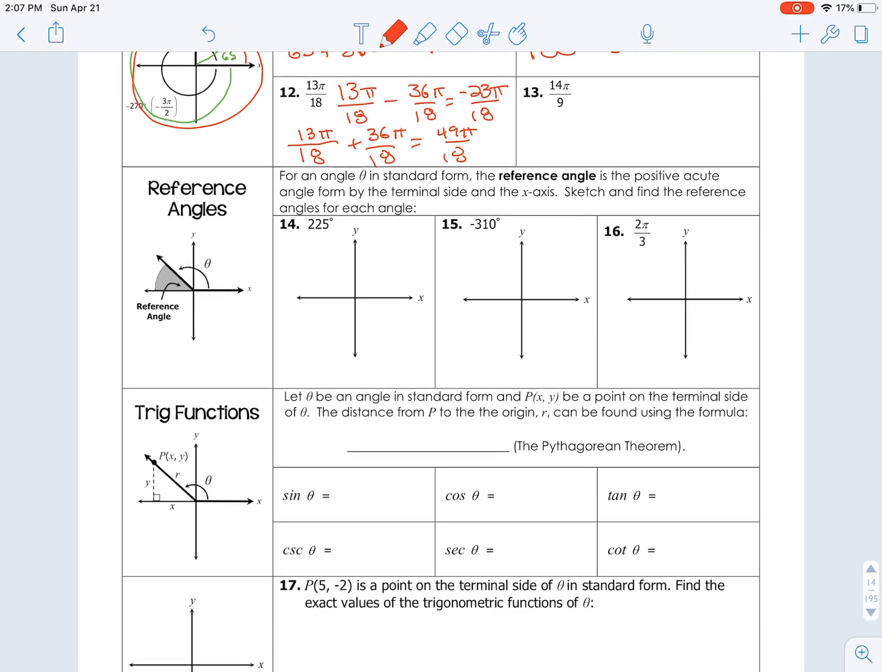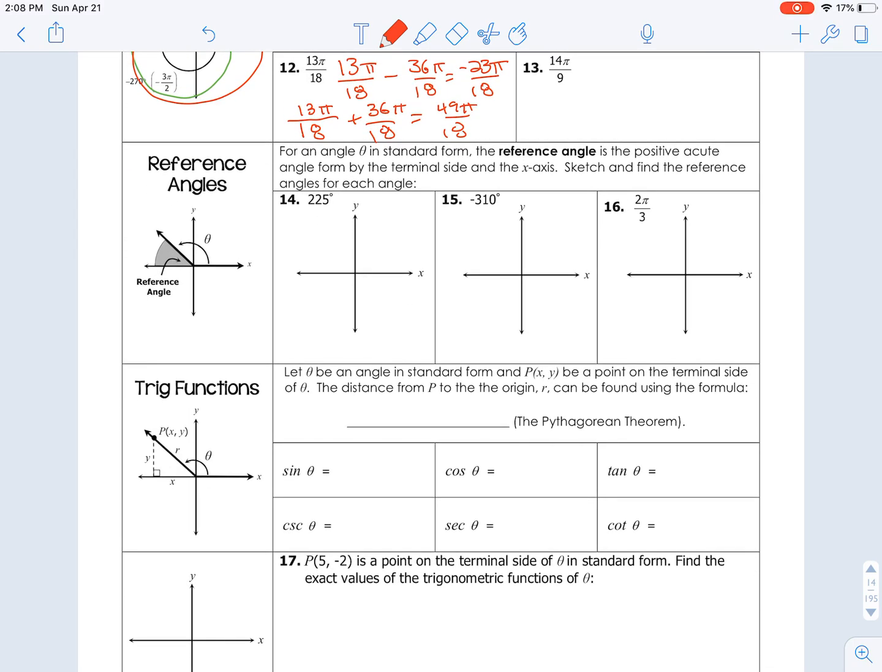Let's move on. For any angle theta in standard form, the reference angle is the positive acute angle formed by the terminal side and the x-axis. Sketch and find the reference angle for each angle. Okay, we can do that. So let's picture 225 degrees. It's positive, so let's picture it. There's 180. Here's 270. So this one is kind of in between, right? So here is our angle of 225 degrees.